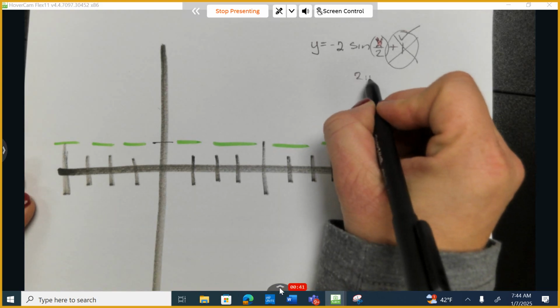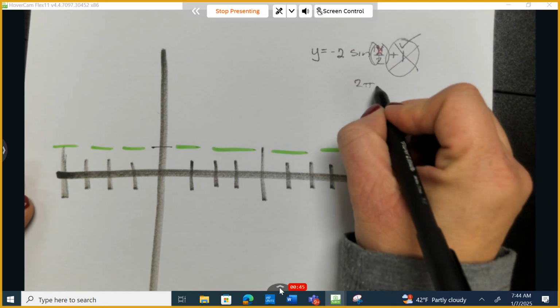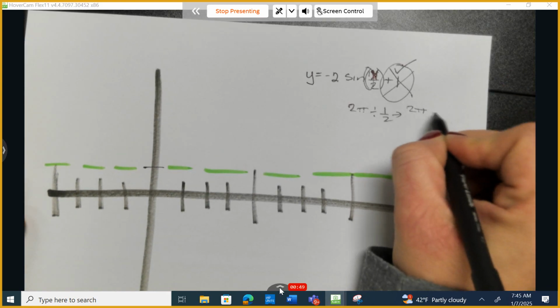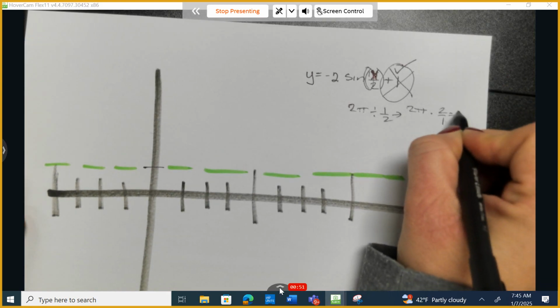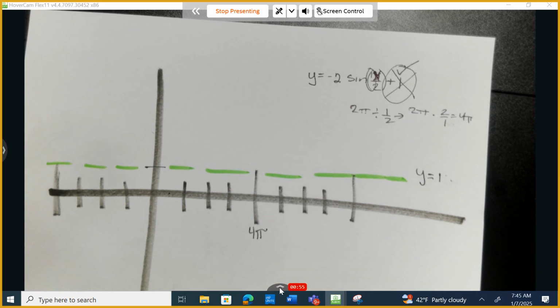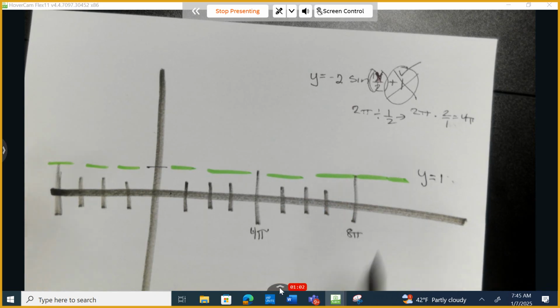So I take 2 pi and I divide it by whatever's attached to the x, which is a 1/2. So 2 pi divided by 1/2, that's 2 pi times 2 over 1, which is 4 pi. So one cycle length, or 4 steps, is a distance of 4 pi. If I'm going to do 2 cycles to the right, 4 pi and 4 pi is 8 pi.